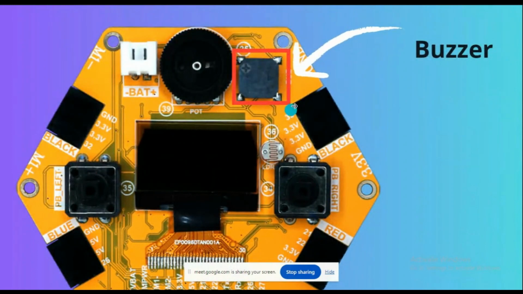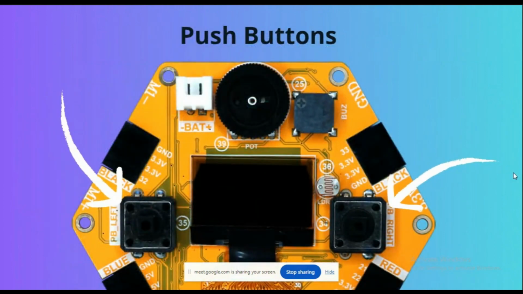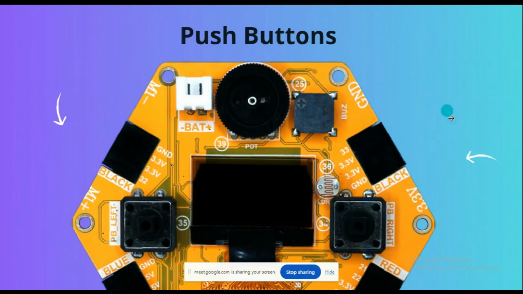Here you can see the buzzer next to the potentiometer, on top of the OLED screen. This is something like a small speaker. You can hear some sound from this one. This is what we call the buzzer. And last week, I think we discussed the push buttons. These are the two push buttons. We are going to use one of them, left or right.